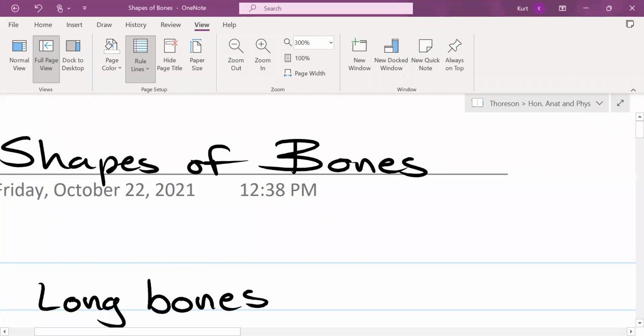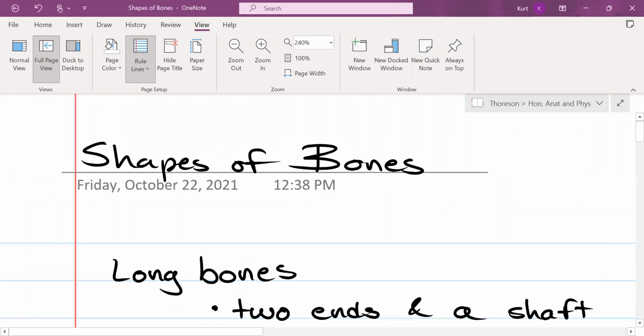All right, this lesson is the shapes of bones. There are four bone shapes, but actually one of the shapes can have two different shapes. I know it seems weird. So overall, there's really five, but there's four categories.